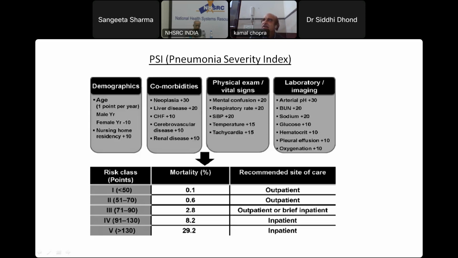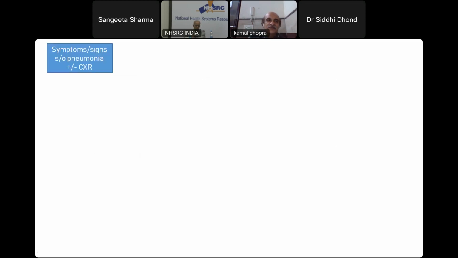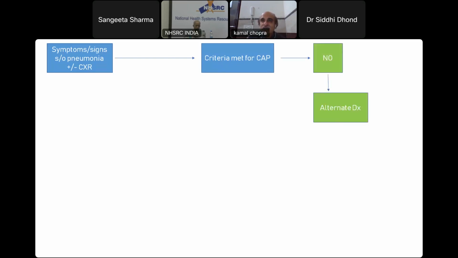In our standard treatment guidelines, which are released by this society, in the pneumonia chapter we are using the CURB guideline, CURB scoring, and most of the time clinicians follow this CURB scoring for assessing the severity and how to manage the patient. So if we see a flow chart, if there are signs and symptoms suggestive of pneumonia, or if there is an X-ray suggestive of pneumonia and criteria met for community acquired pneumonia. If there is no pneumonia, then we think of an alternate diagnosis. So if a patient has signs and symptoms of respiratory tract illness, criteria is not met for CAP, or the X-ray doesn't show any pneumonic shadow, we should think of an alternate diagnosis.